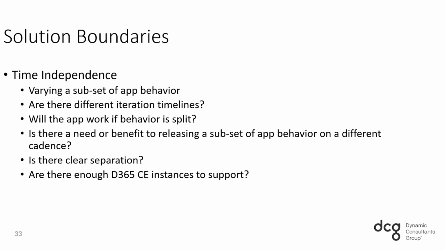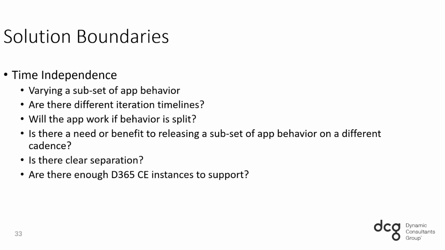Time independence. So time independence has to do with when you're creating solutions, that's how you're packaging your changes together. Will you be working in such a fashion that you'll be moving changes at different timelines? Right? So is your development process having different iterative timelines? Will the app work if the behavior is split, right? So if you update sales and contacts, but you don't update opportunities, will the app still function okay?